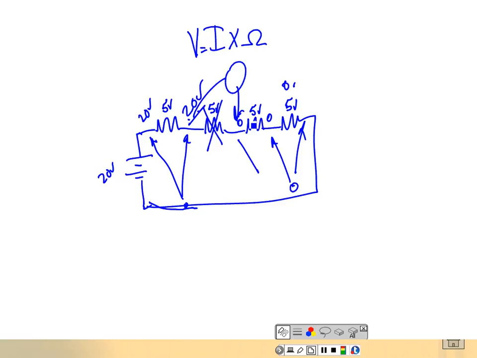How much work is being done? None. So people say it's dropped across the open, but I like to say it appears across the open because it's not dropping a voltage, since there's no current flow. So if we've got an open in a series circuit, the entire voltage appears across the open. And basically that's a big point on troubleshooting.